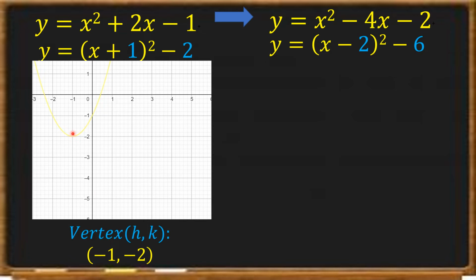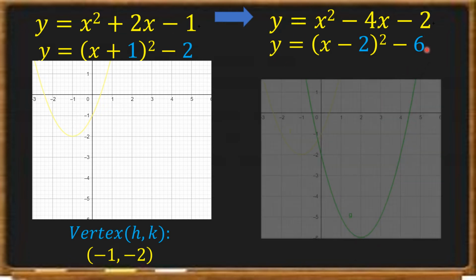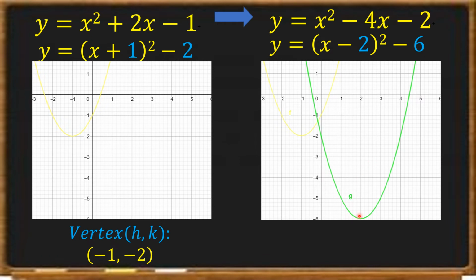So what will happen to this graph? It becomes this one. So let's graph this one. So the graph is the green parabola wherein the vertex is here. So the vertex is here and the coordinates of x and y are 2, comma, negative 6. So this is the coordinate of your h, and your k is negative 2.